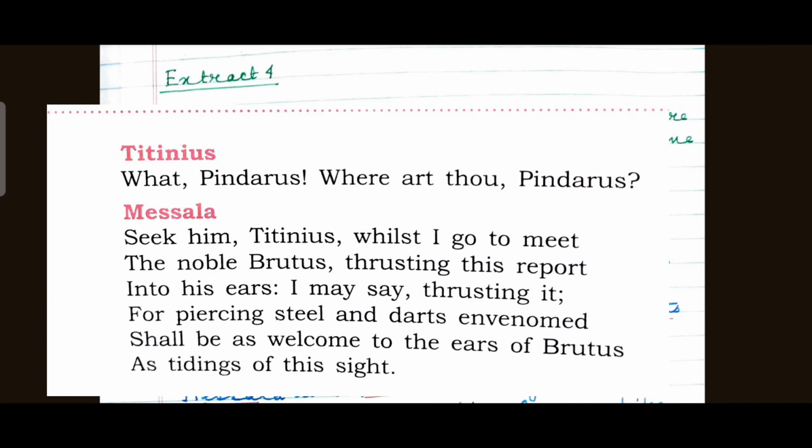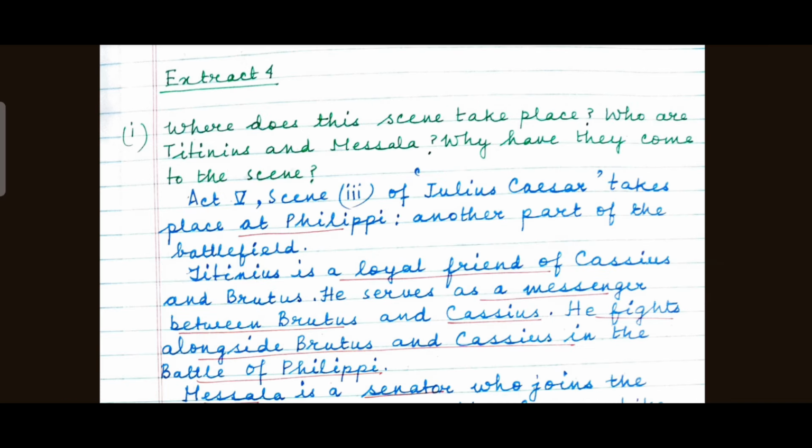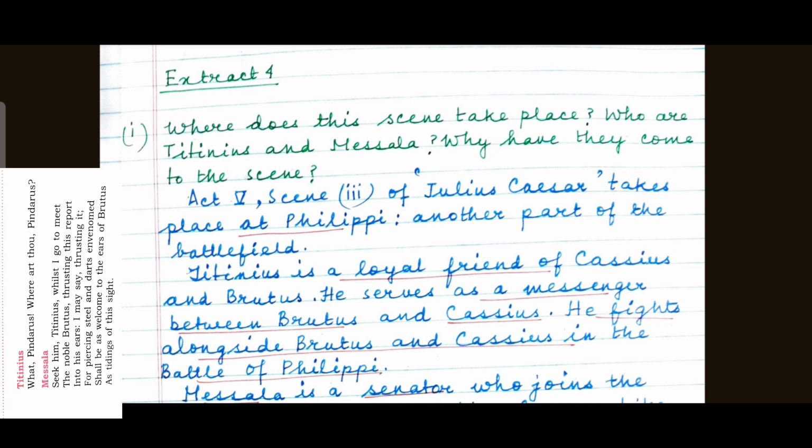Extract 4. Where does this scene take place? Act 5, Scene 3 of Julius Caesar takes place at Philippi, another part of the battlefield. And who are Titinius and Messala? Titinius is a loyal friend of Cassius and Brutus. He serves as a messenger between Brutus and Cassius. He fights alongside Brutus and Cassius in the Battle of Philippi.